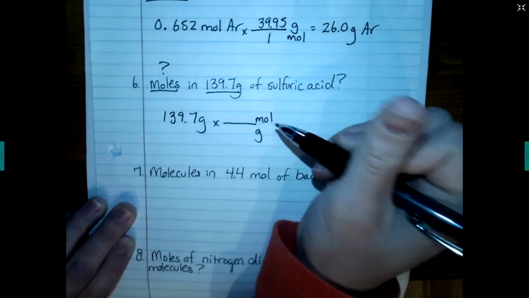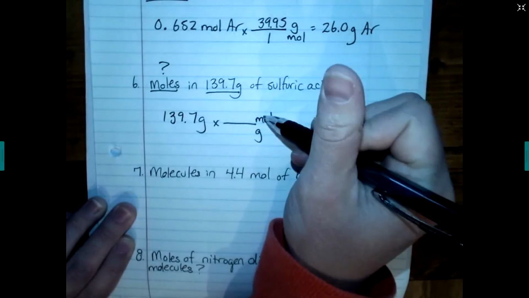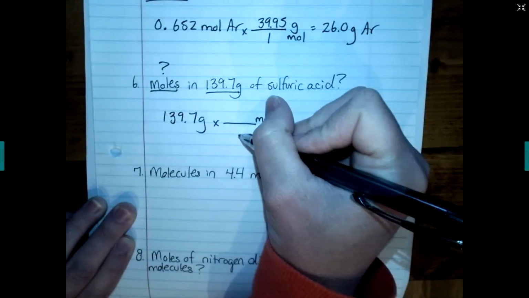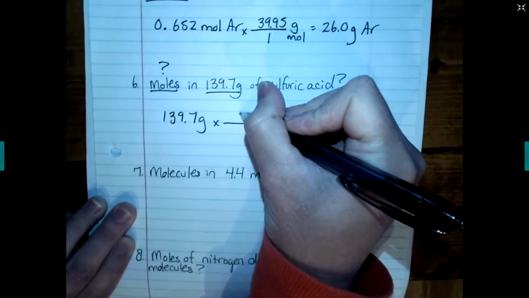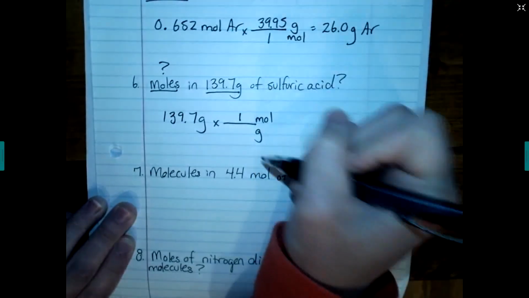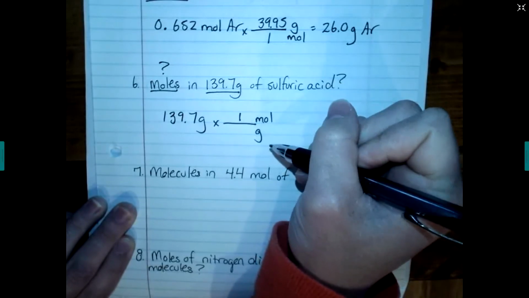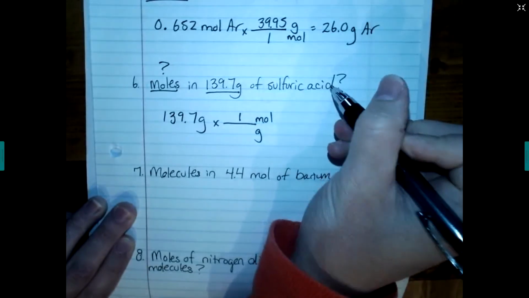I'm going to cancel grams out by moving it to the bottom and put moles on top. So now you might notice, once again, it's grams per mole. It's just reversed. So I will be plugging in my molar mass next to grams, and I'm going to be putting 1 next to mole, grams per 1 mole. So I need to calculate the molar mass of sulfuric acid.